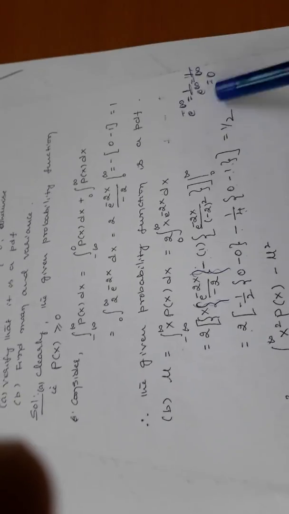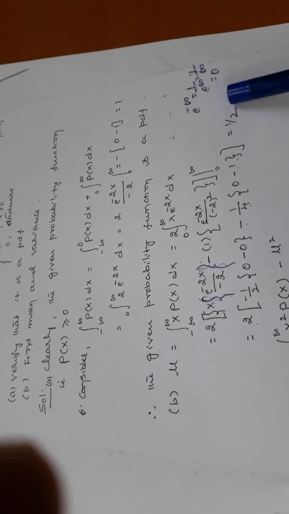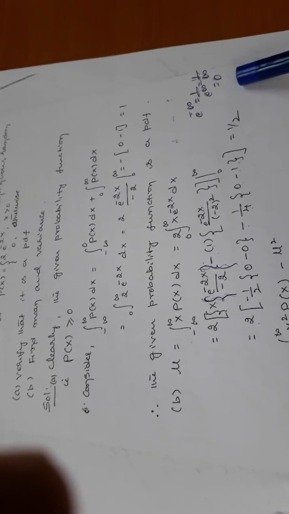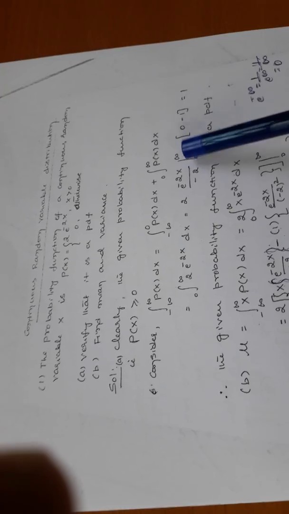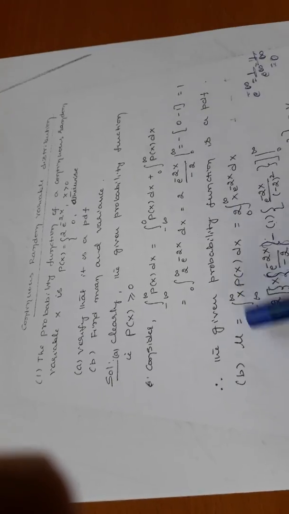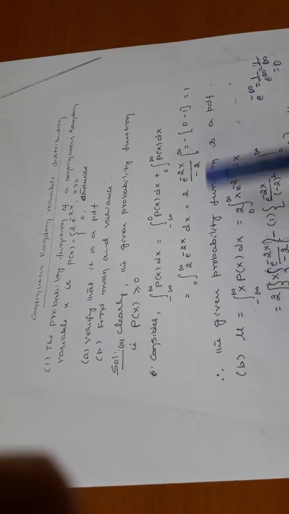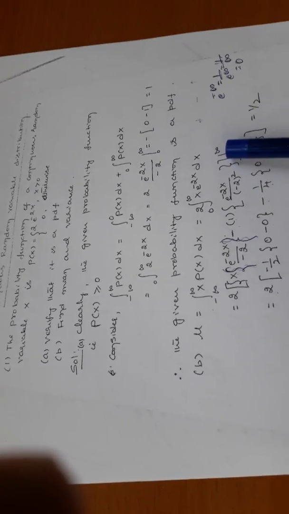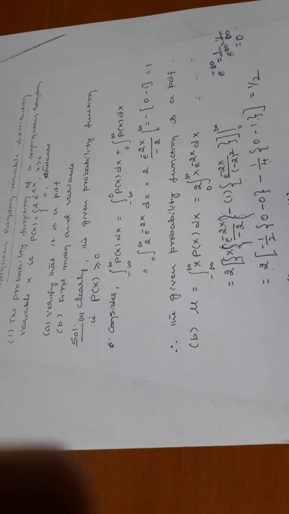I'll keep the minus sign outside. What is e power of minus infinity? It is 1 by e power of infinity. e power of infinity is infinity, and 1 by infinity is 0. Therefore, the upper limit gives 0, minus e power of 0, which is 1. Minus into minus gives 1. Therefore, this shows that the given function is a probability density function. Both properties of PDF are verified, therefore it is a PDF.